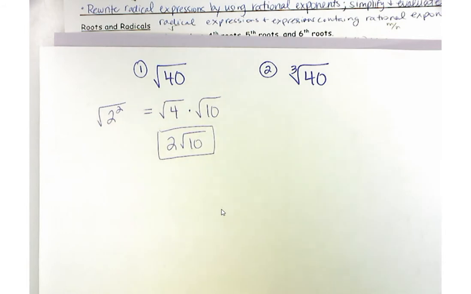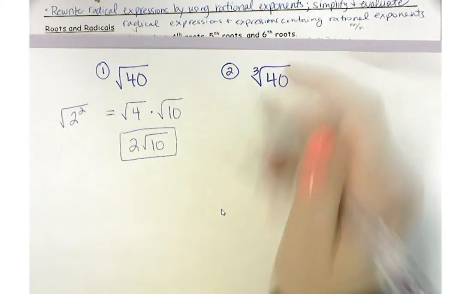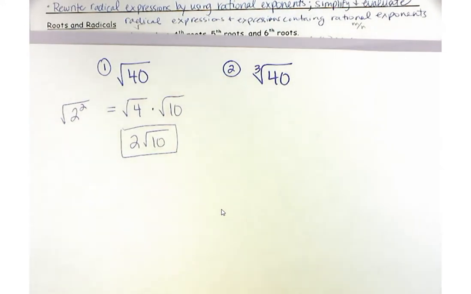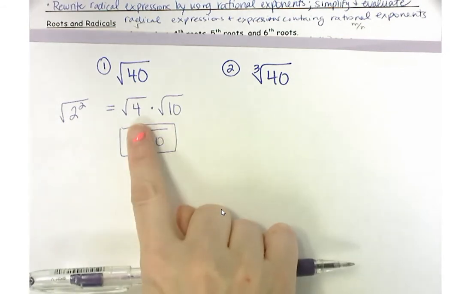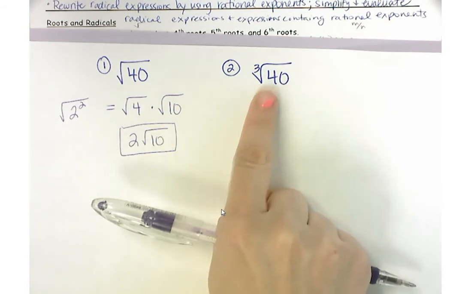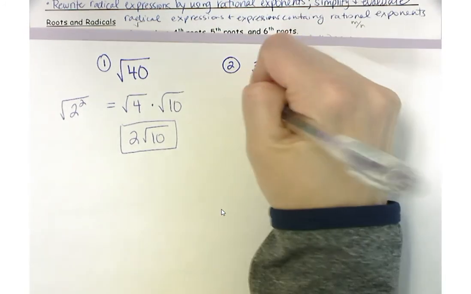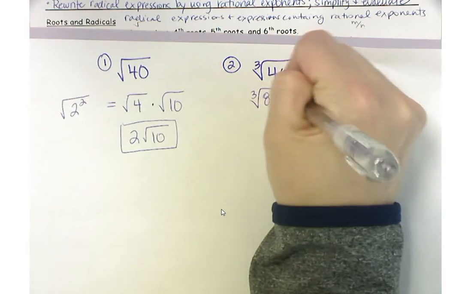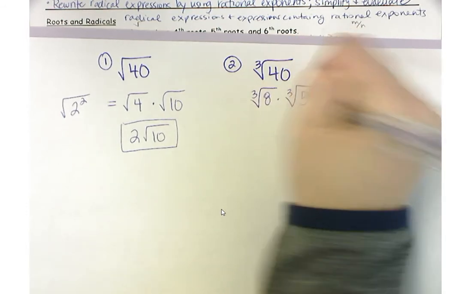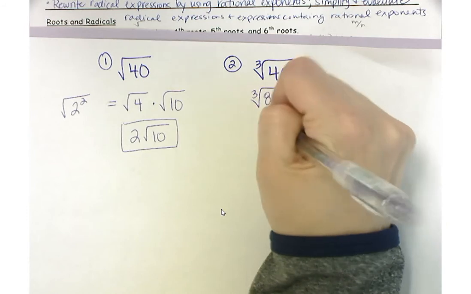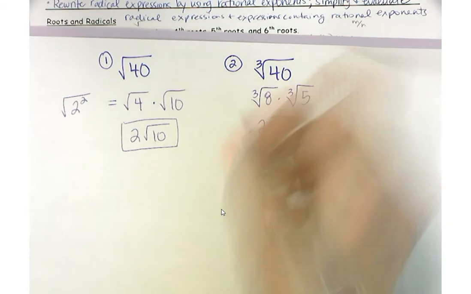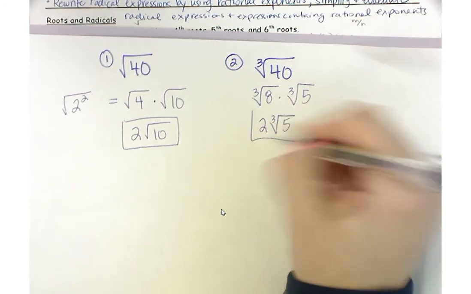So now, when I move over to the cube root of 40, okay, I can't simplify this the same way. I need a perfect cube. What's a perfect cube that goes into 40? 8. Okay, so then this one you'd rewrite as the cube root of 8 times the cube root of 5. The cube root of 8 we know is 2, so this would be 2 times the cube root of 5. Don't forget to make sure you specify that it is the cube root.